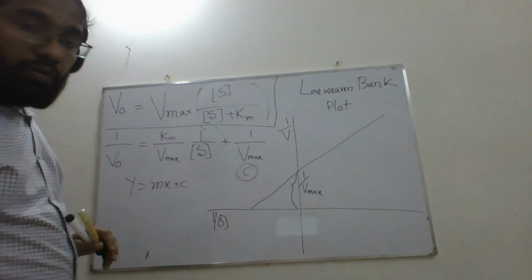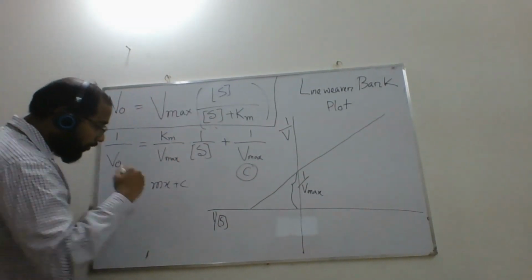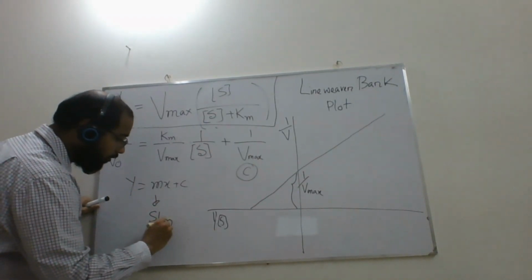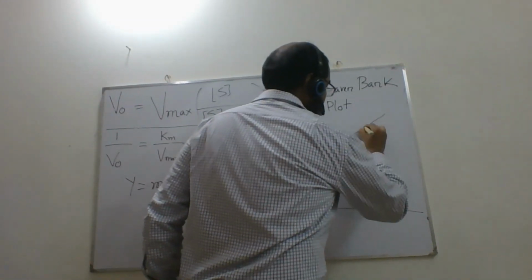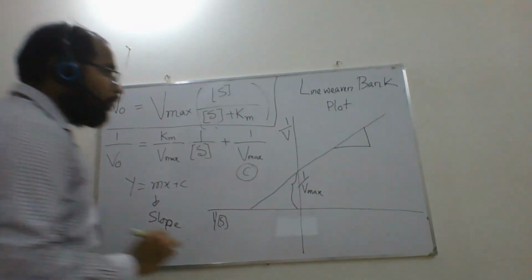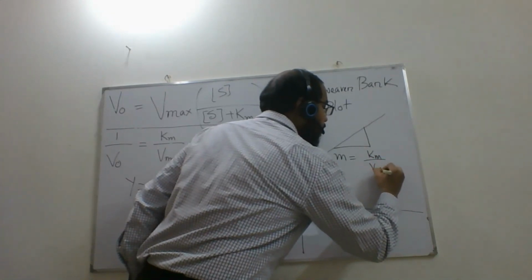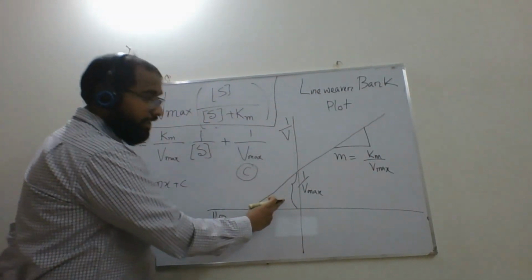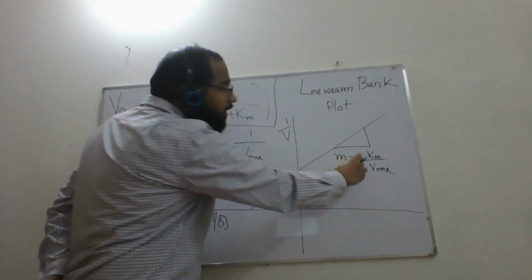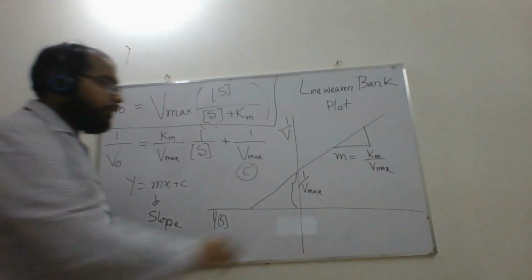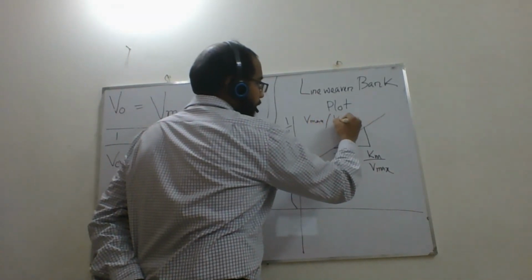Now what is km by vmax? It is nothing but the slope, we know m is just the slope. That means the slope of this straight line will be m equal to km by vmax. Now we know 1 by vmax is this one, we know m equal to km by vmax. From these two relationships we can easily find out the value of km. So from this plot we have already found vmax and km.